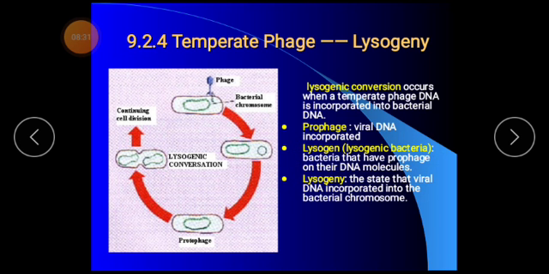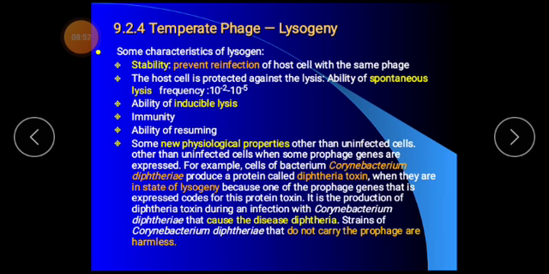Lysogeny is the state in which viral DNA is incorporated into the bacterial chromosome. This is what we call lysogeny. So, temperate phage lysogeny. This points us directly to some characteristics of lysogeny.